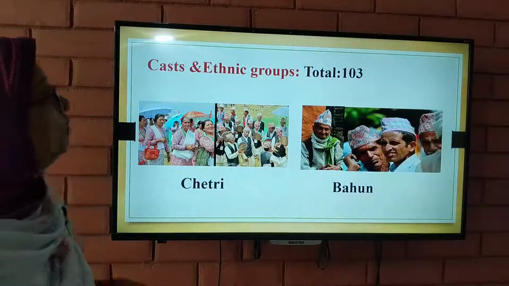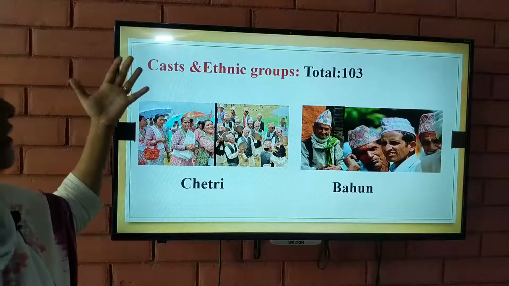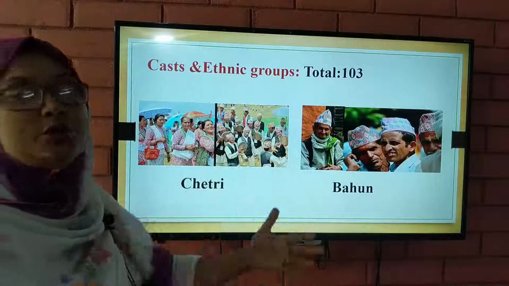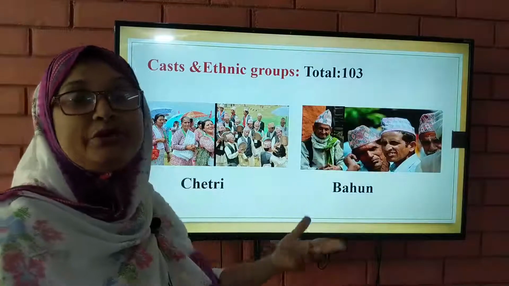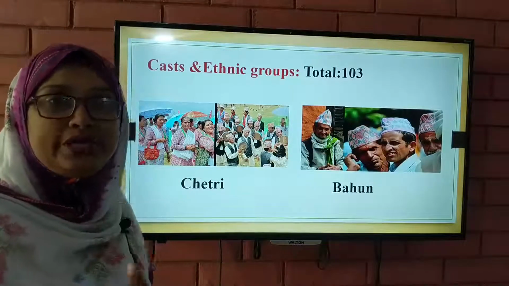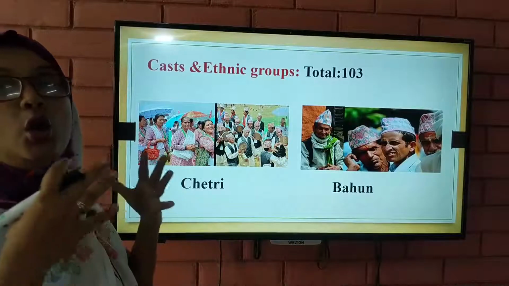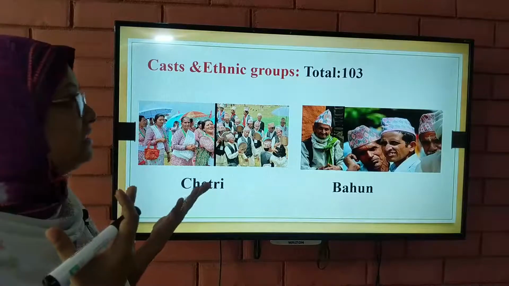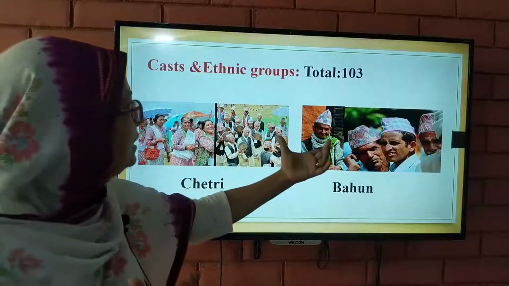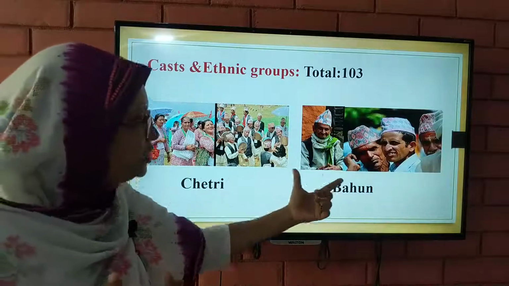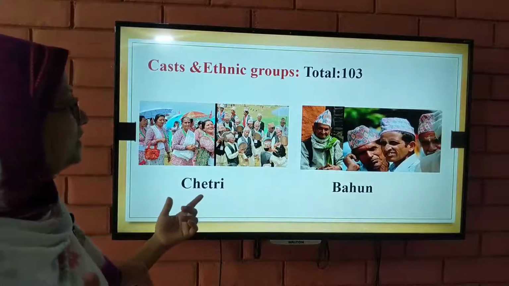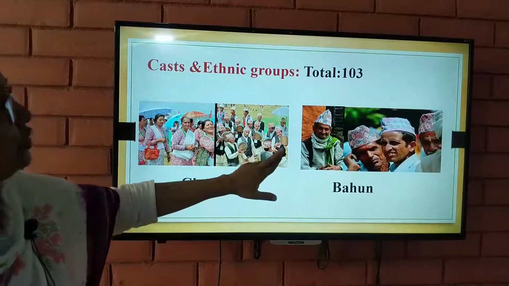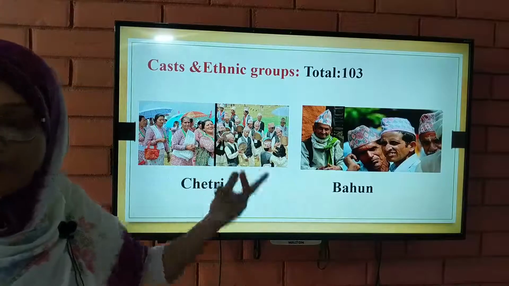Now we can see that Nepal has so many castes and ethnic groups. In total 103. Can you imagine? 103 ethnic groups and castes. Lots of variety, but in one country. That means you can see here two major ethnic groups. One is Kshetri and another is Bahun. So these two groups are the main ethnic groups of Nepal.